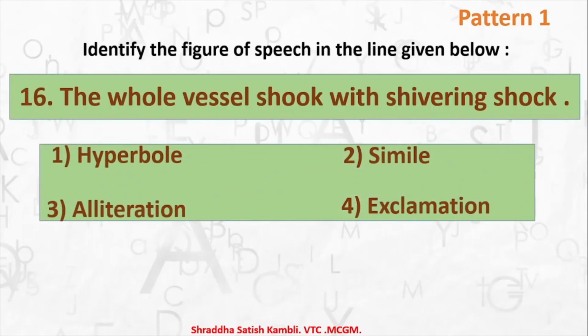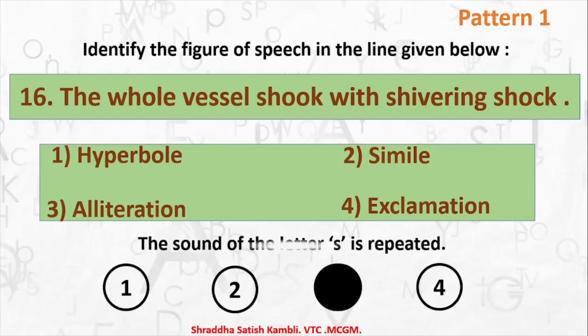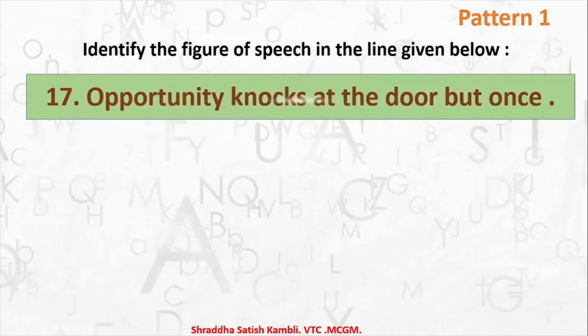The whole vessel shook with shivering shock. Now the way I am saying this and the way I am stressing on certain sounds, you will know that it is not hyperbole, it is not simile, it is not exclamation, but it is option number 3, alliteration. Why? Because the sound of the letter S or sh is repeated in shock, shivering, shock, and shook. Okay? The second last question for today, question number 17.